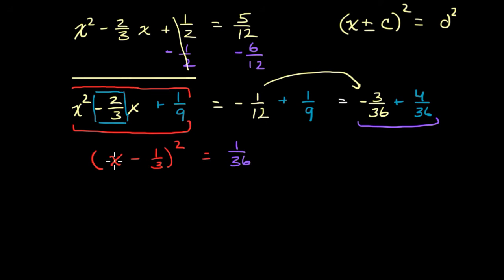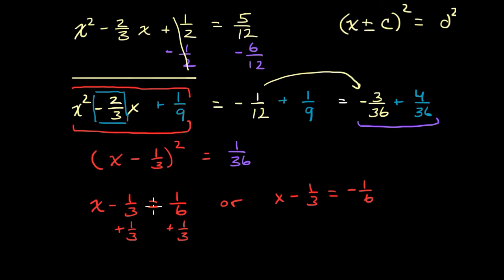And so what we see here is that x minus 1/3 could be the positive square root of 1/36, which would be 1/6, or x minus 1/3 could be equal to the negative of the square root, which would be negative 1/6. Because if this whole thing was negative 1/6 or 1/6, when you square it, you get 1/36. So let's go with this left-hand scenario right here. We just add 1/3 to both sides.